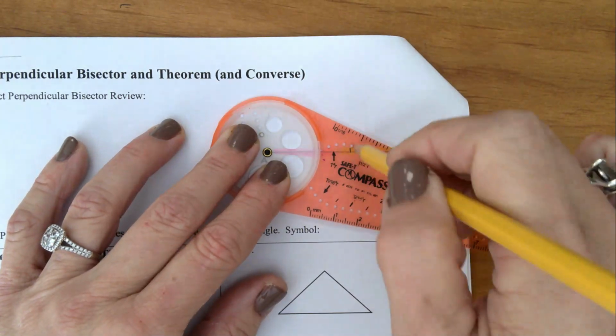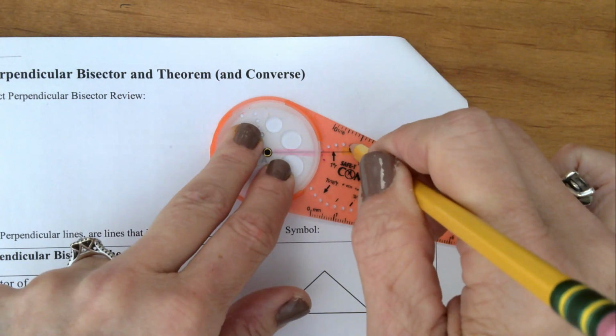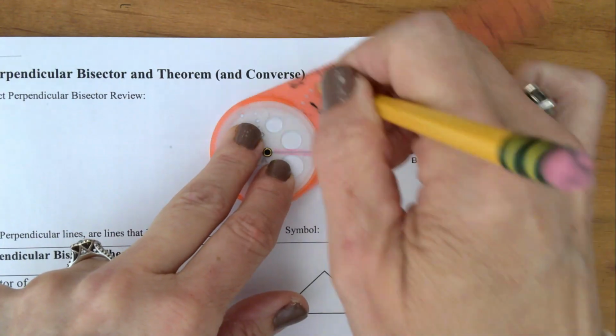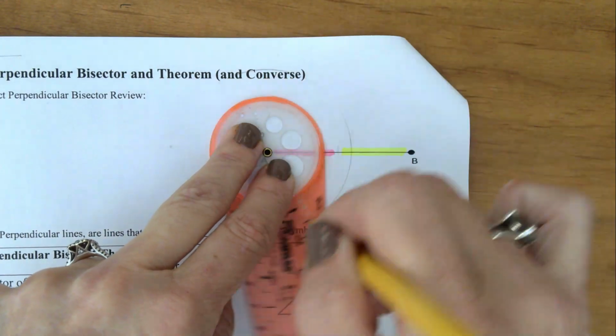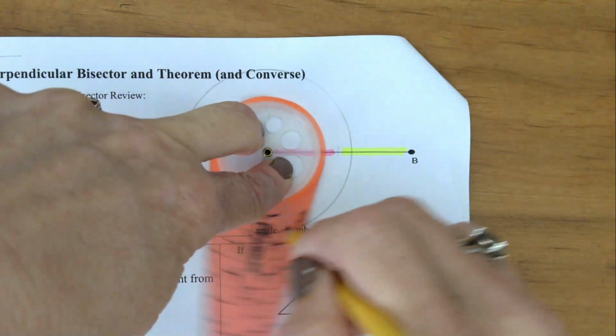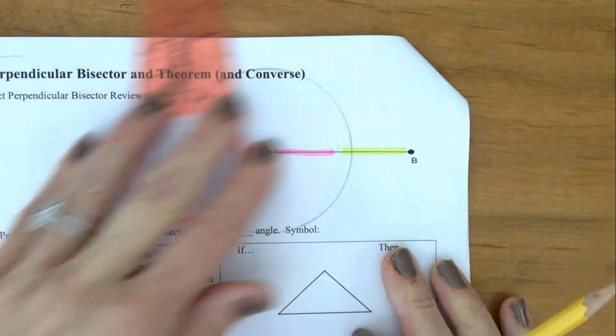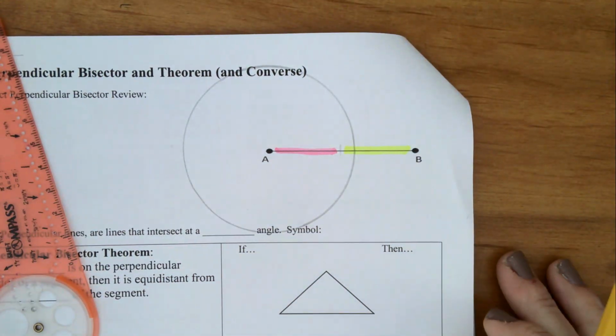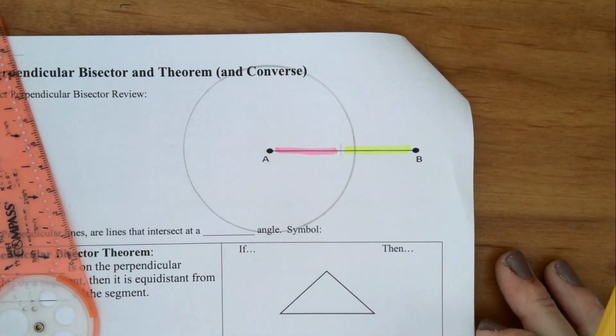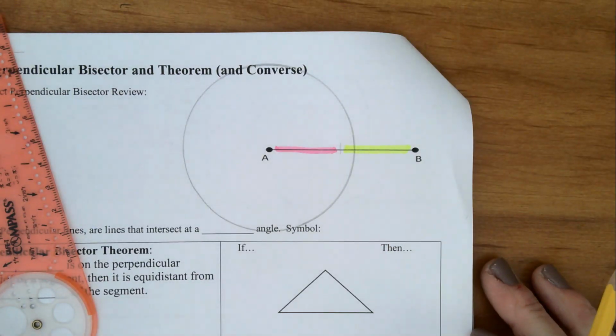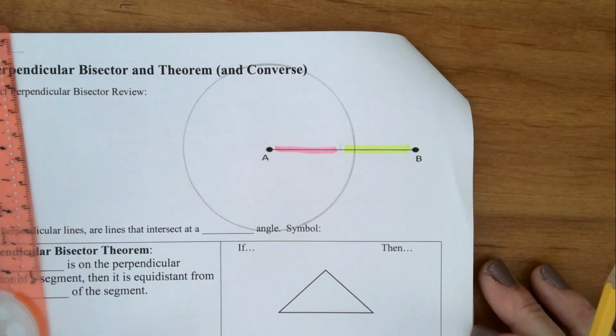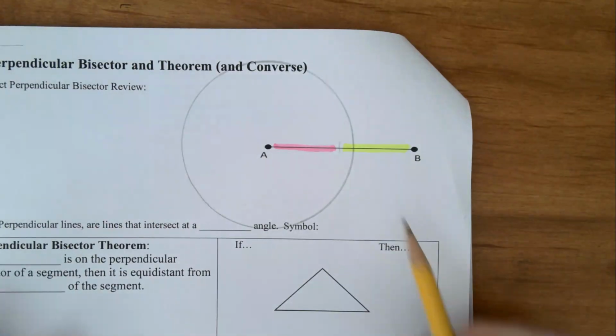Okay. So I'm going to take my pencil. Watch what I do this time. Instead of just making an arc and going like that, I'm going to go all the way around and I'm going to make a full circle. Some of you might find the full circle easier to do. If you don't like the full circle, I'm not going to make you.